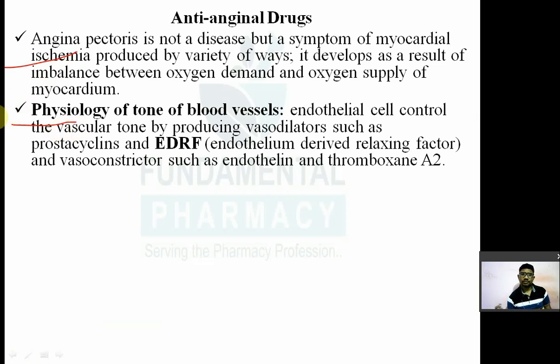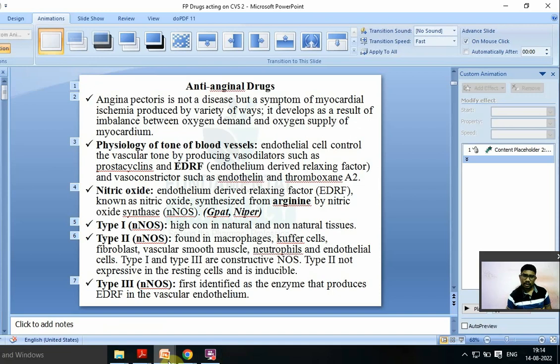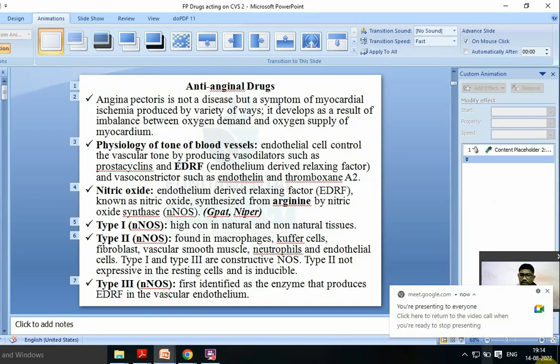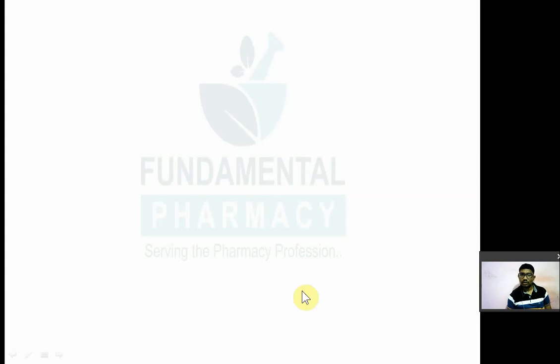Now what happens in the blood vessel: the inner layer of the blood vessel is known as endothelium. In the endothelium of blood vessels, in the inner layer of the blood vessel, there are certain local chemicals which are synthesized in the endothelial layer of your blood vessels.